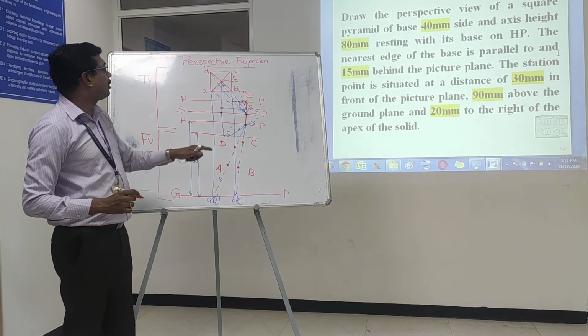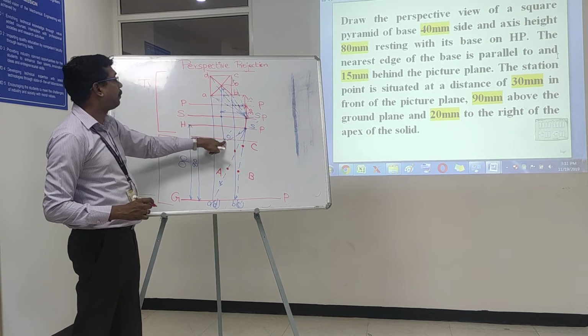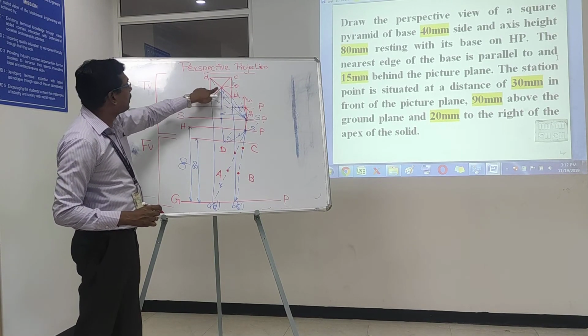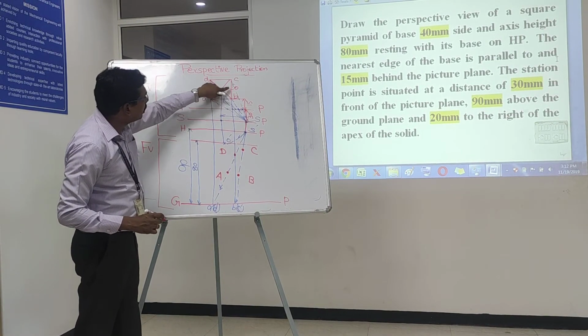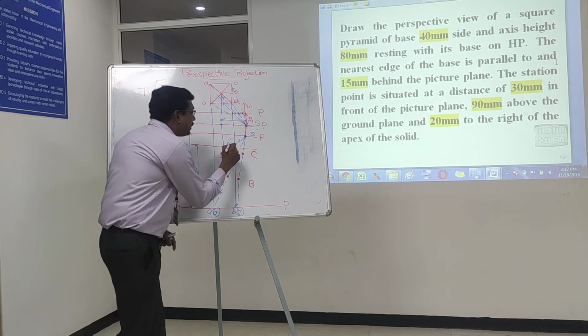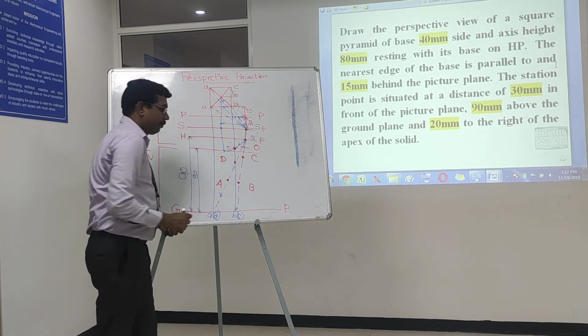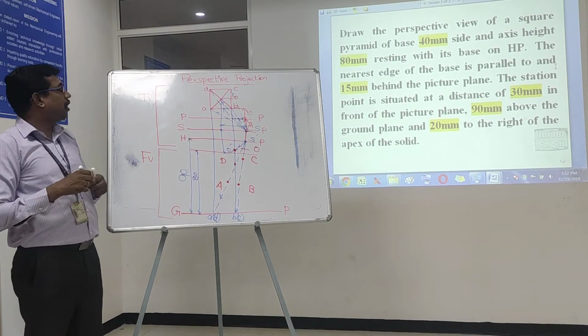Then I have to see the apex of the given solid. This is going to be the visual ray of the apex, and it has to be intersected with the piercing point of O. The piercing point of O is here, and this is going to be the point called capital O, right? Now we are going to complete the problem.